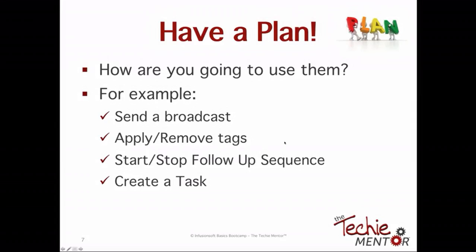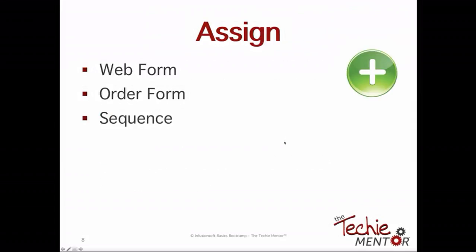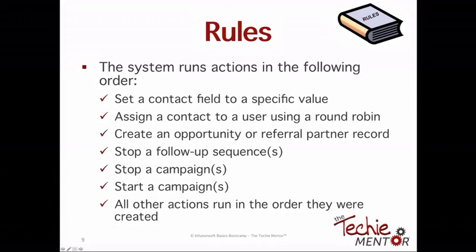All right, so we already talked about having a plan. We also showed you real quick on assigning them. So you can actually assign your action sets to a form or even a sequence. Now we did a web form, but you could also do an order form. You could also do it as part of a follow-up sequence. So a follow-up sequence could also have action sets in it. So this is where the power of that whole automation comes into play.